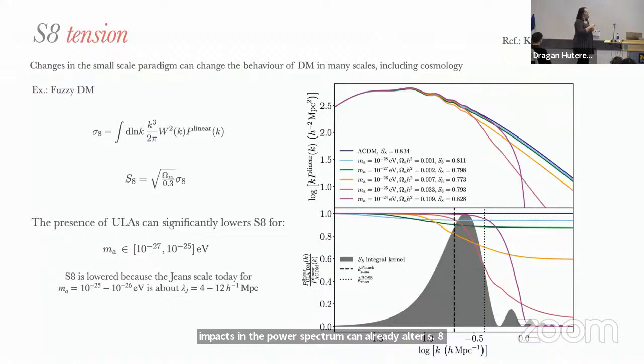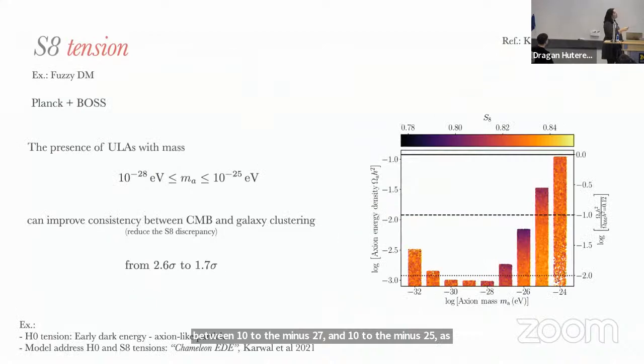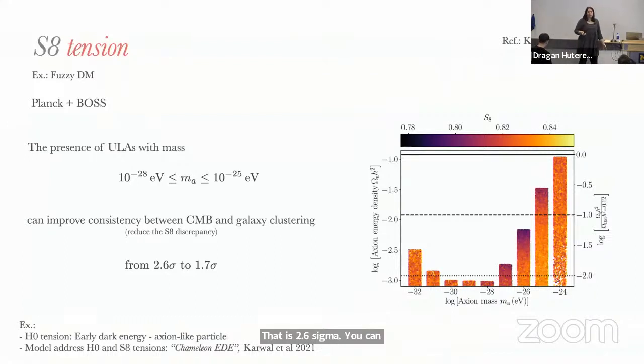So the presence of these ultralight axions can lower S8 significantly for the tension, right? Not a huge thing. So if the mass of the axion is between 10 to the minus 27 and 10 to the minus 25, as we can see in some of those curves here. These people did an analysis using Planck and BOSS, and they saw that the presence of these ultralight particles in this range can make the tension or discrepancy that you have, that is 2.6 sigma, into a 1.7 sigma, which for many people is consistency, I don't know.